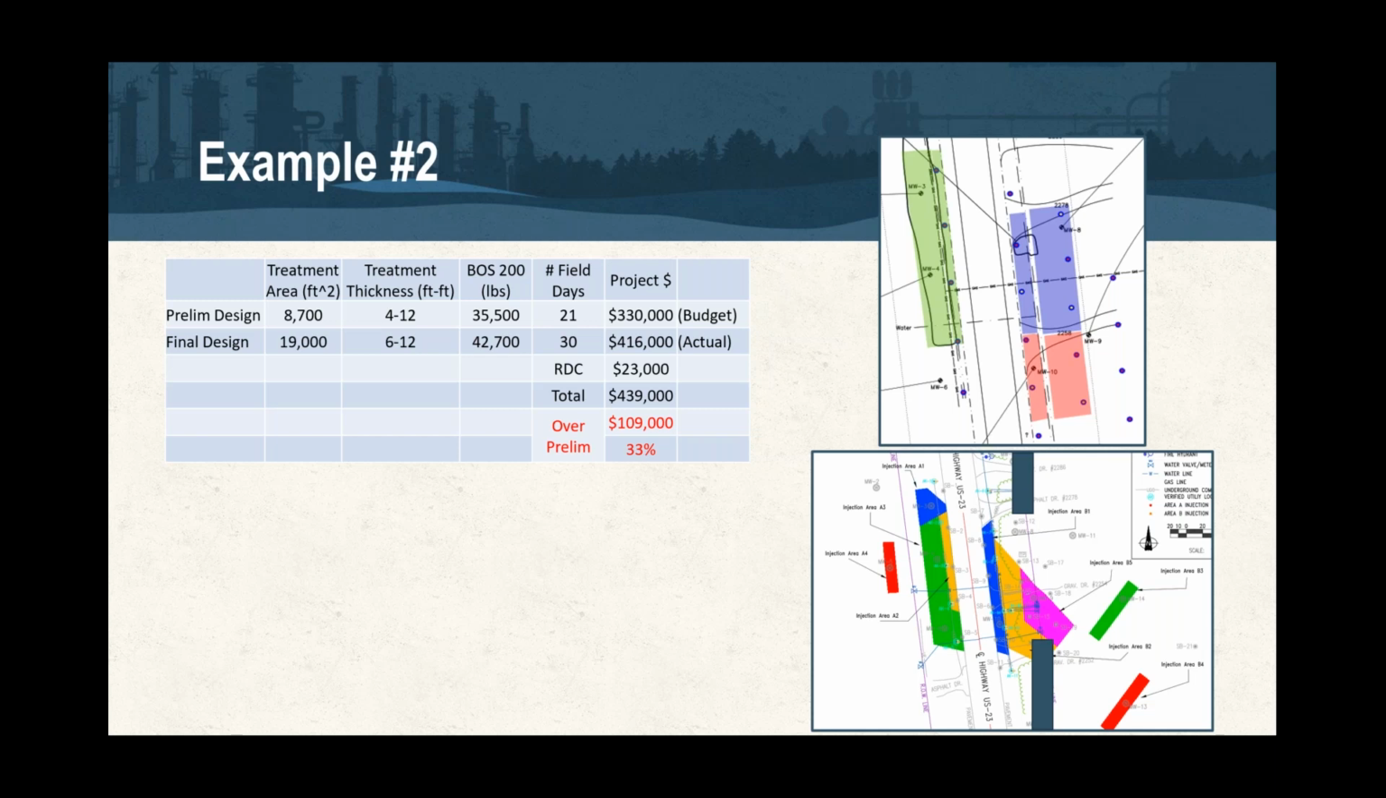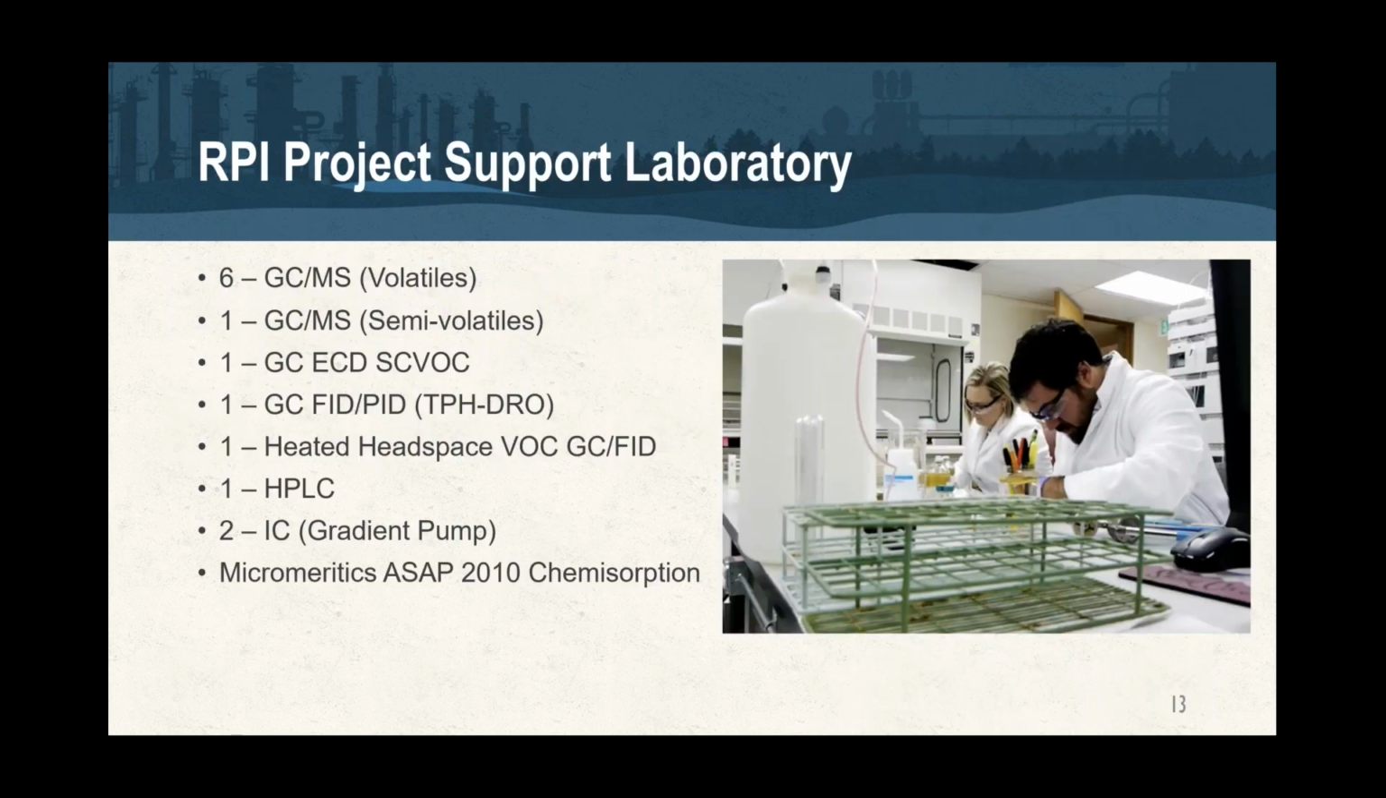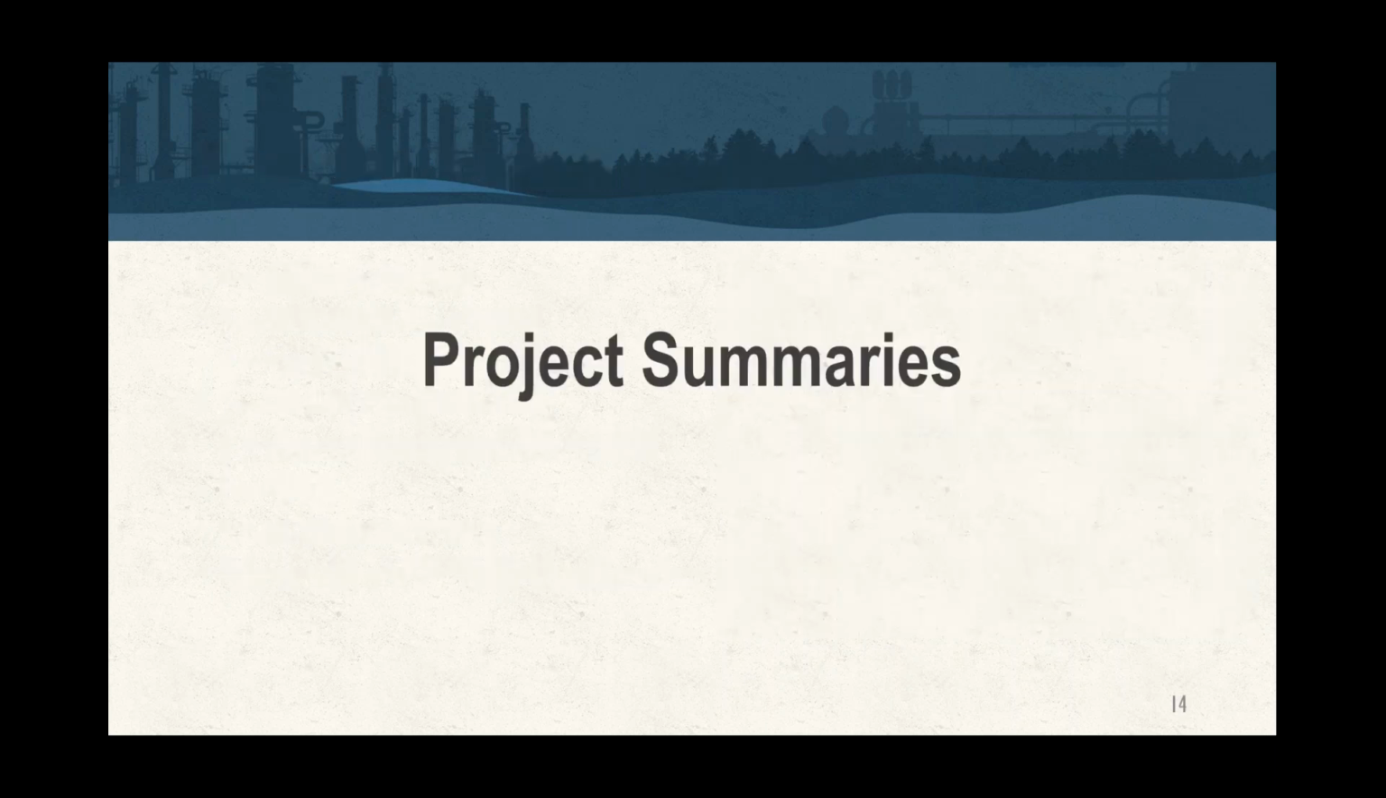Okay, so here's the lab capabilities of the RPI Project Support Lab. I think I mentioned that they're based in Golden, Colorado. That's where the lab is located. So now we'll get into a few project summaries. The one thing I don't have a slide on is, if you're interested in sending samples to the RPI lab, I would just say we could either handle that in the Q&A or reach out to either Dwayne or myself, and we can help guide you through that process.